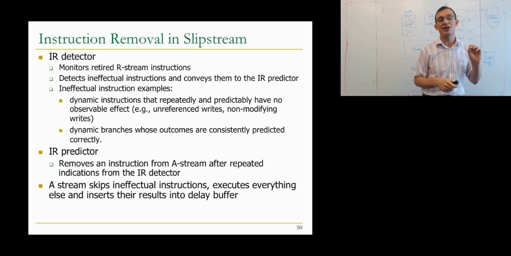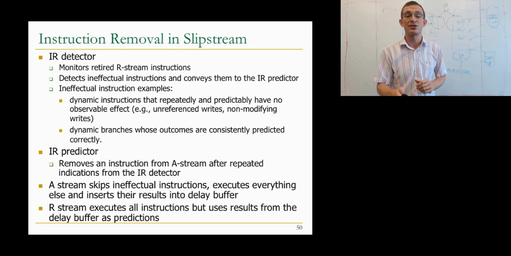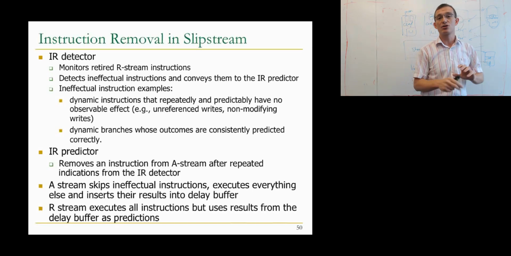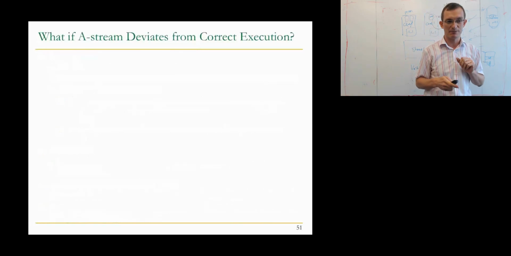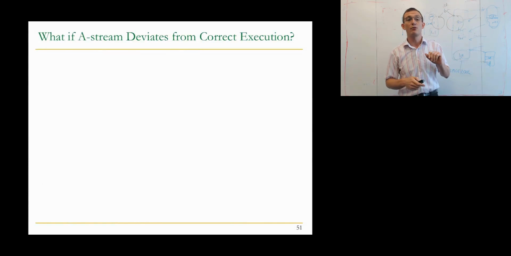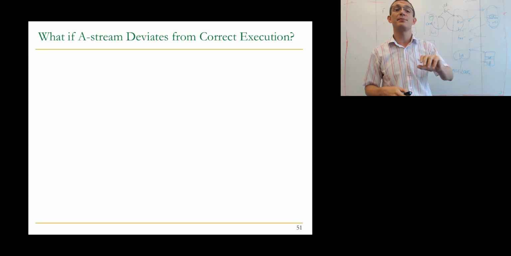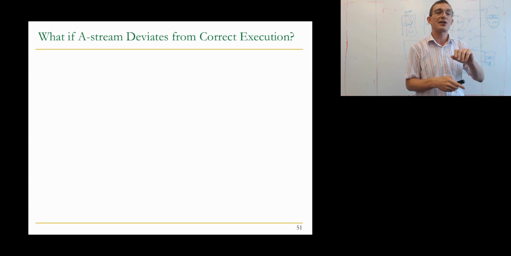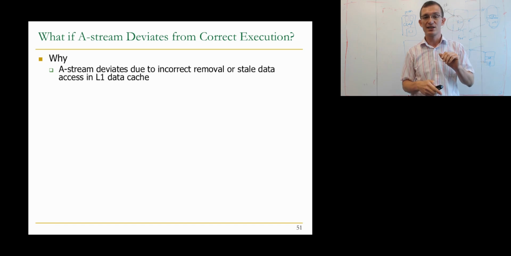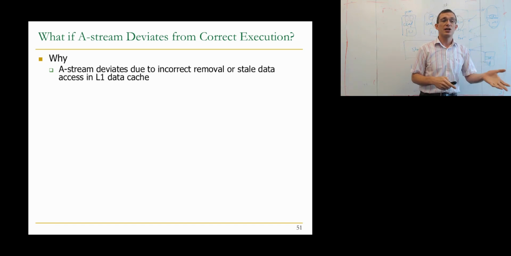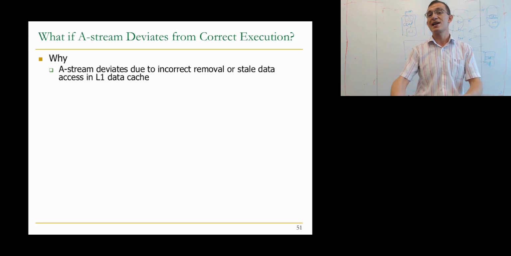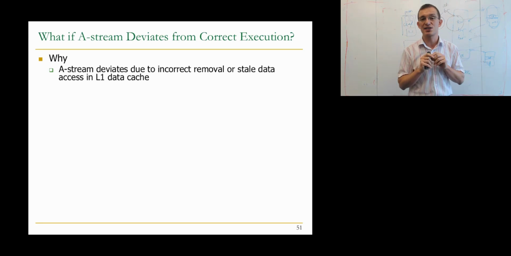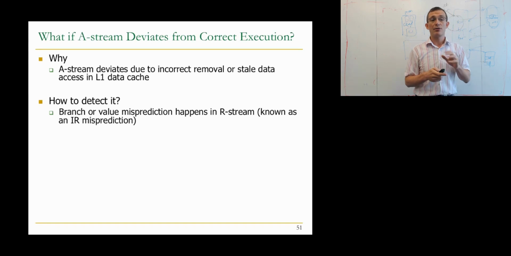But basically, the A stream, the advanced stream, skips these ineffectual instructions and executes everything else and inserts their results into the delay buffer. The R stream executes all instructions but uses results from the delay buffer as predictions such that it can speed up. So one question with this kind of mechanism is, what if the A stream deviates from correct execution? You can actually have a wrong prediction, right? In the advanced stream, because the A stream may incorrectly remove some instructions, or it can access some stale data in the L1 data cache that's not updated, right? How do you detect it?